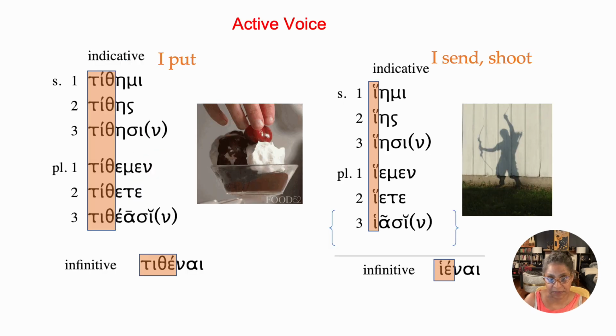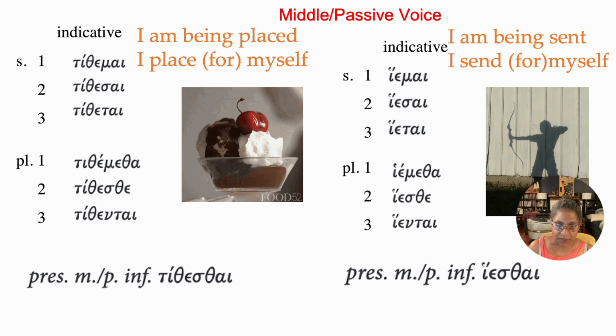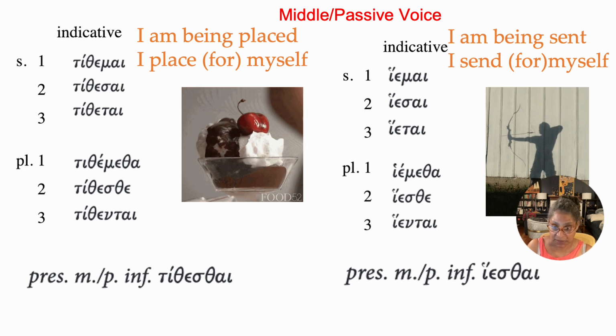Now, okay, so here let's look at tithemi and hiemi. So tithemi is to put, to place in the active, and hiemi is to send, to shoot in the active. And the middle, passive, you can have tithemai, which means to be placed. I'm being placed, or I'm placing myself, or I'm placing it for myself. So I'm placing my suitcase somewhere. You can use the middle that will capture the "my" in it.